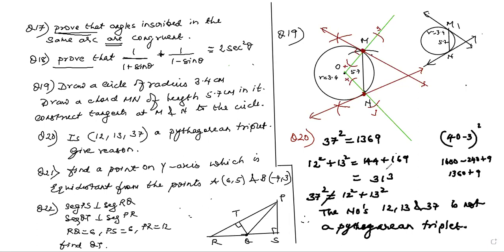Then 12 square plus 13 square, when I add 144 plus 169, I get 313. Hey, 37 square is not equal to 12 square plus 13 square. The square of the bigger number is not equal to the sum of the squares of the two smaller numbers. Therefore, the numbers 12, 13, and 37 are not a Pythagorean triplet. Okay, children? Very clear? Now we go to the next sum, children.